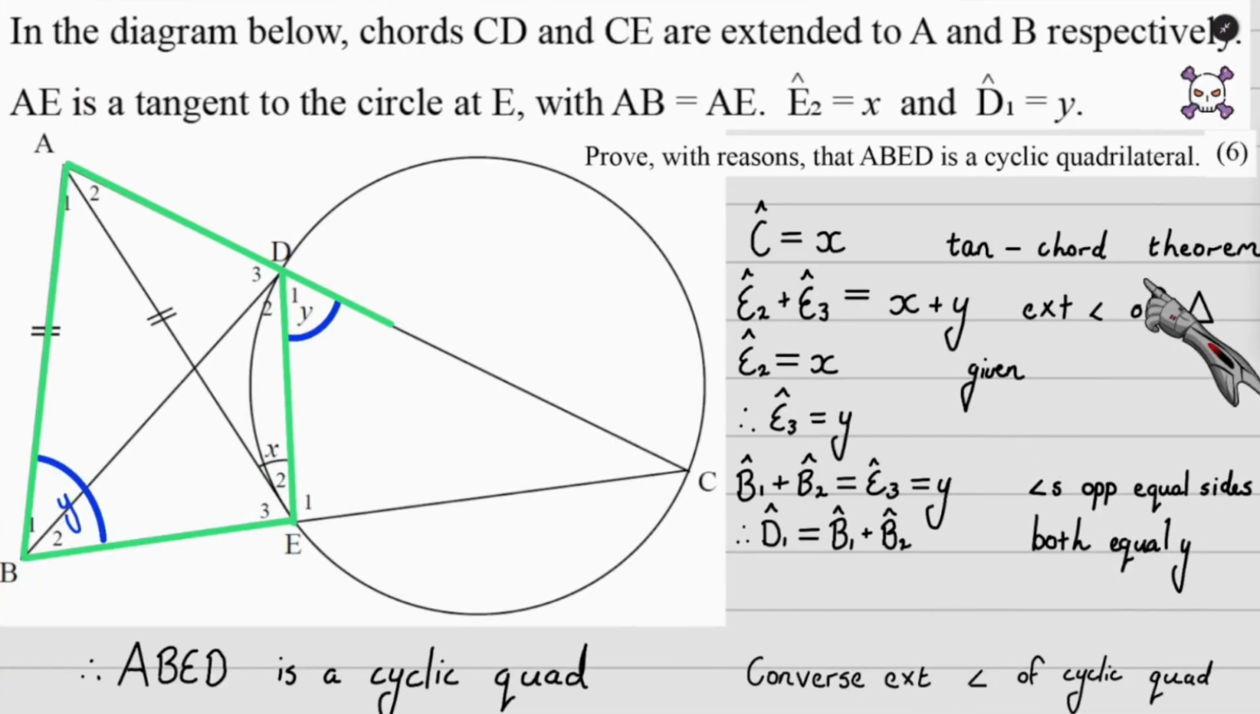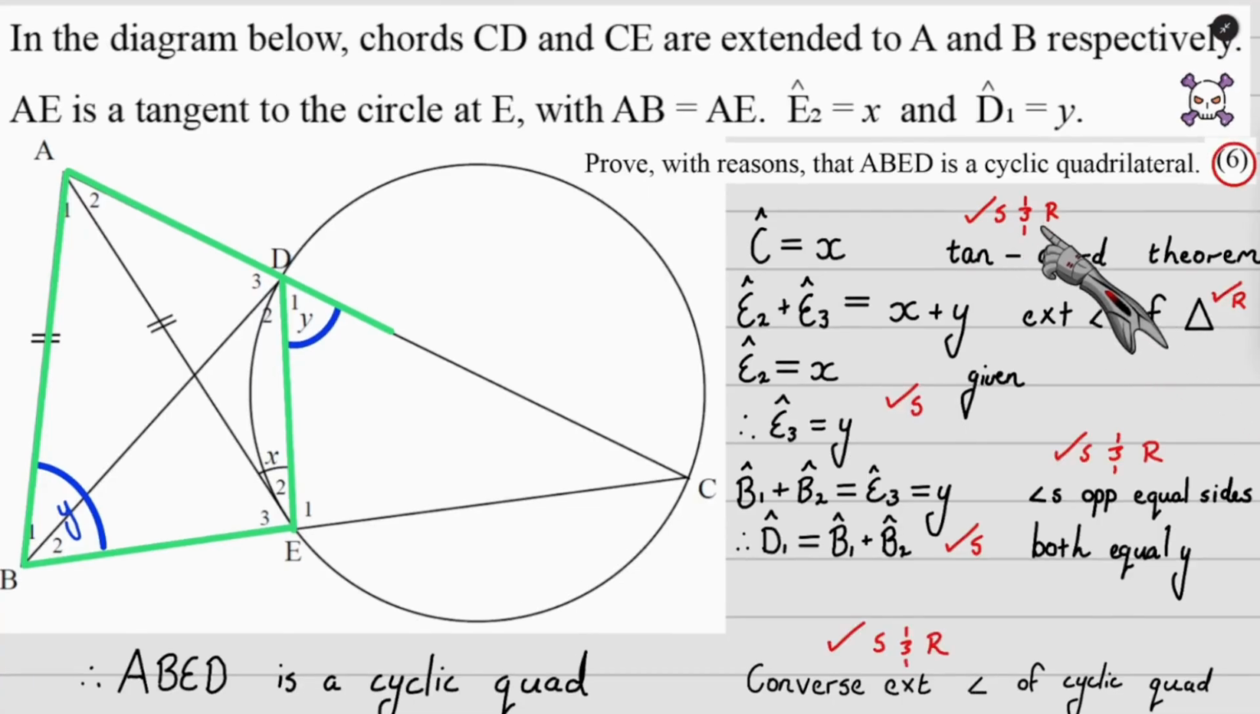So let's have a look where the marks come from. Your first mark comes from the statement and reason with the tan chord theorem. Exterior angle of a triangle, that reason gets you a mark. Stating that E3 is Y gets you the third mark. Doing the isosceles triangle property, angles opposite equal sides, gets you the fourth mark. Concluding that these two are equal gets you the fifth mark, and the last mark comes from the statement and reason that wraps up this question.